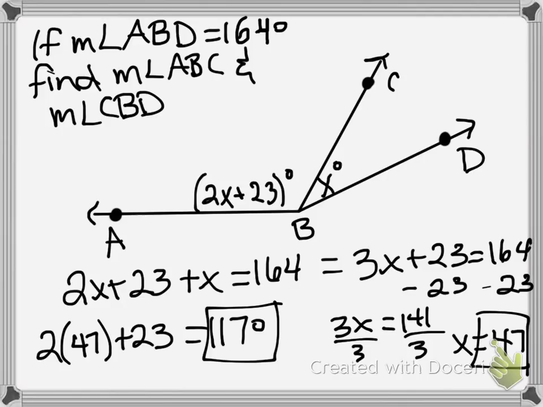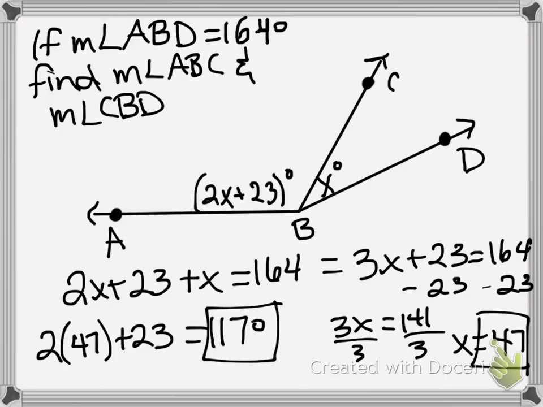If we're given an angle and we're told to figure out the value of the smaller angles within this larger angle, we're given two adjacent angles. They don't overlap. They are connected, but they are not overlapping. So ABD equals 164 degrees. That means the entire thing altogether equals 164 degrees. It wants us to find ABC and CBD. ABC is 2x plus 23 degrees, and CBD is x degrees. So together, they make 164.